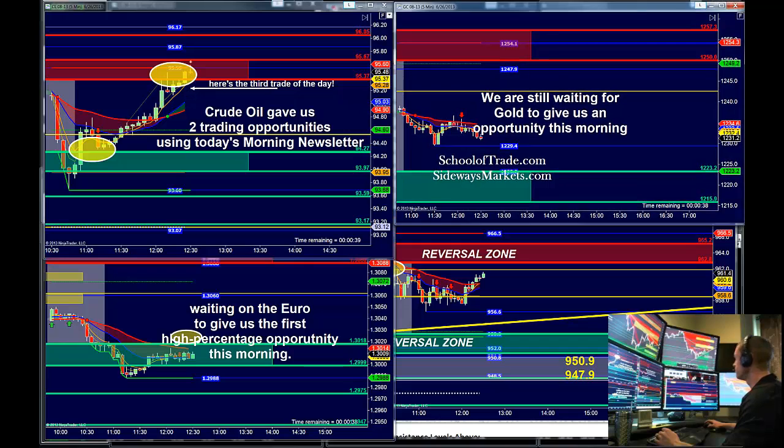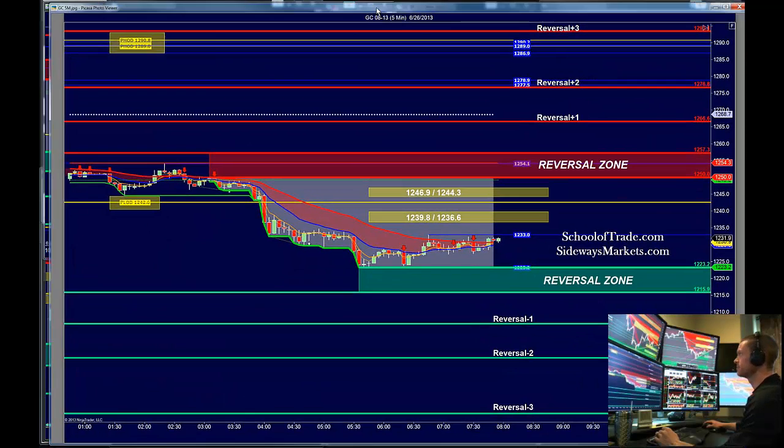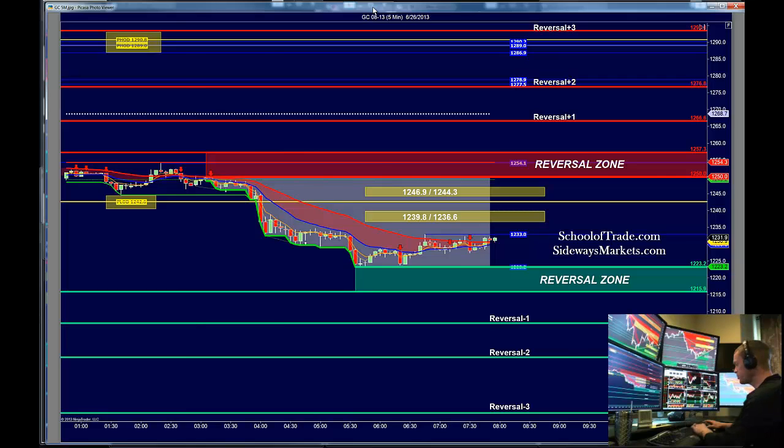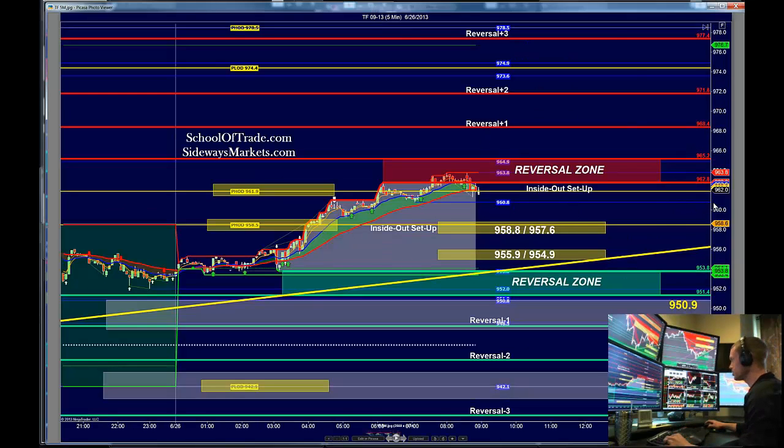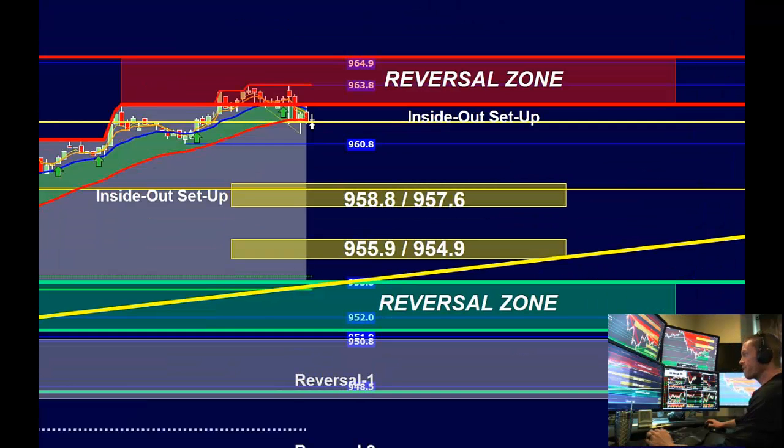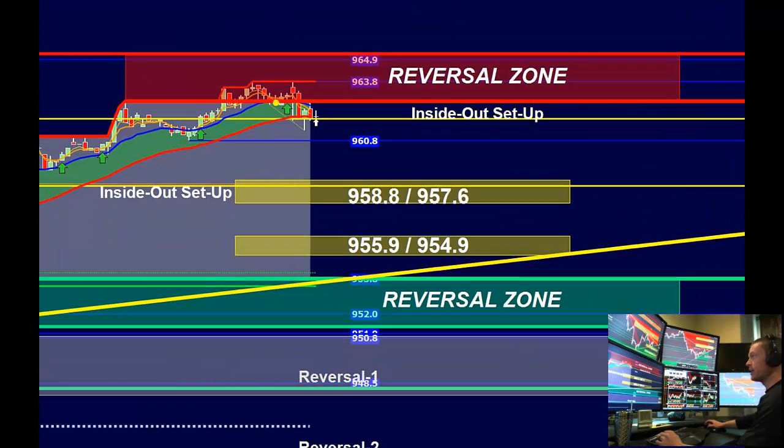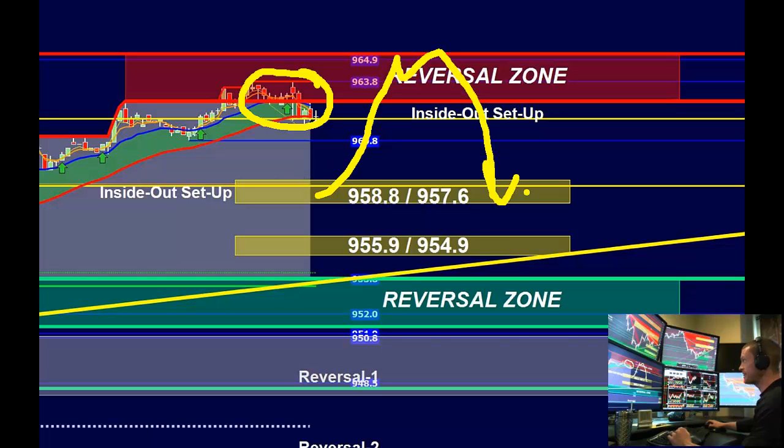Moving forward, what do we have up next? Let's look at Russell. Russell was a relatively easy one today. When we found the Russell this morning at 9:30, it was actually trading right in the reversal zone that we gave you guys at 8 o'clock this morning. Remember, I'm going to sell that reversal zone and bring it back down, and I'm going to buy that reversal zone and bring it back up.